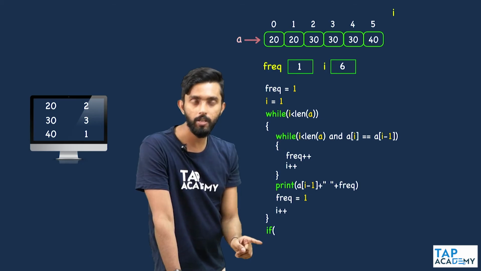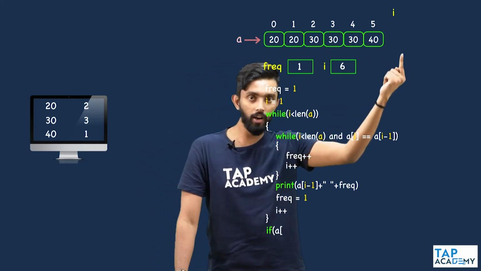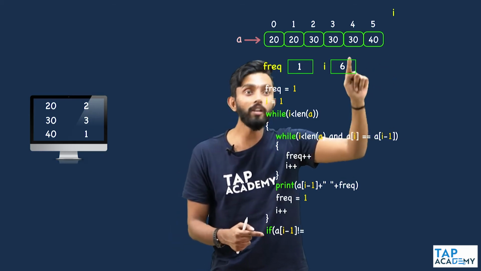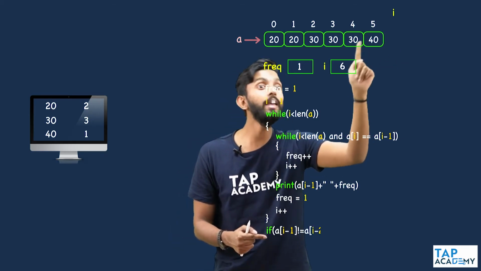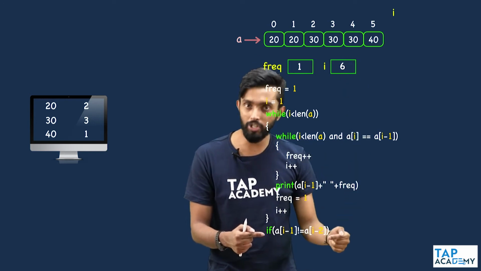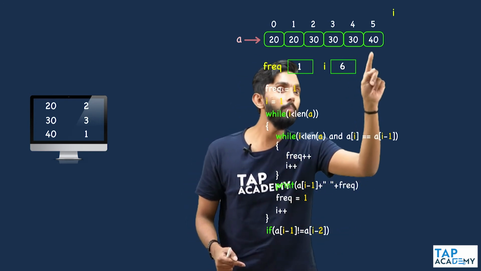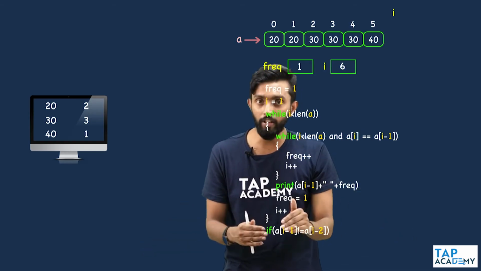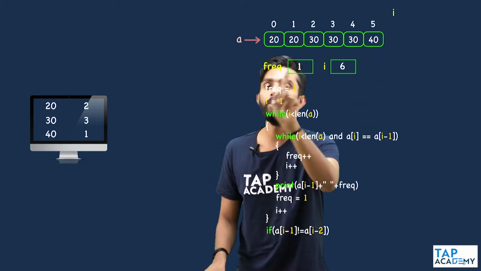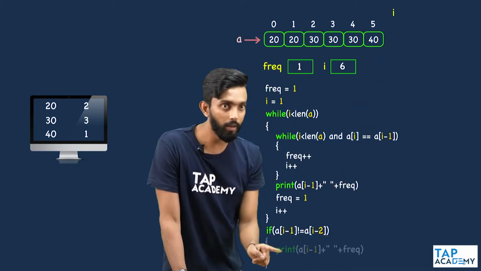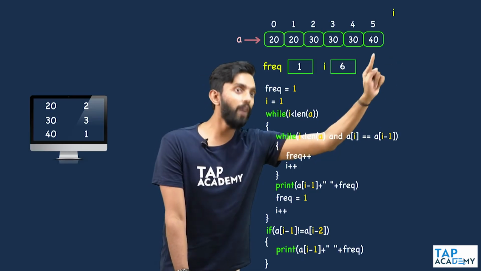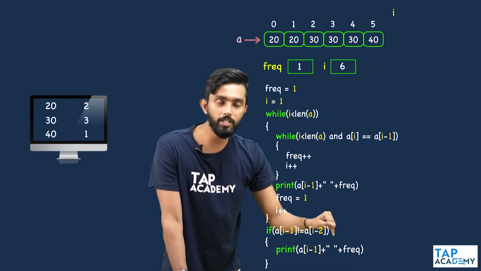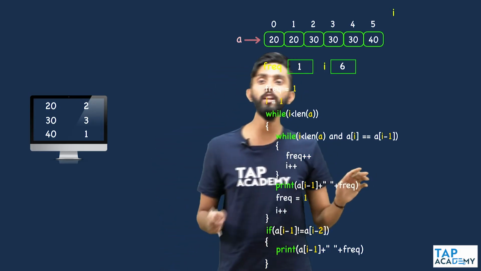If A of I minus 1 is not equal to A of I minus 2, and this condition is true, then my I minus 1 element, that is my last element, is unique. If it is unique, print it and its frequency as 1. Print what? A of I minus 1 will give me the last element, plus a space, plus 1. Just print the frequency as 1.